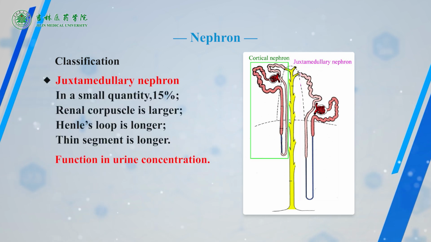The other nephrons are located near the corticomedullary junction and are called juxtamedullary nephrons. Renal corpuscle is larger, henle loop is longer, thin segment is longer. Main function is in the urine concentration.